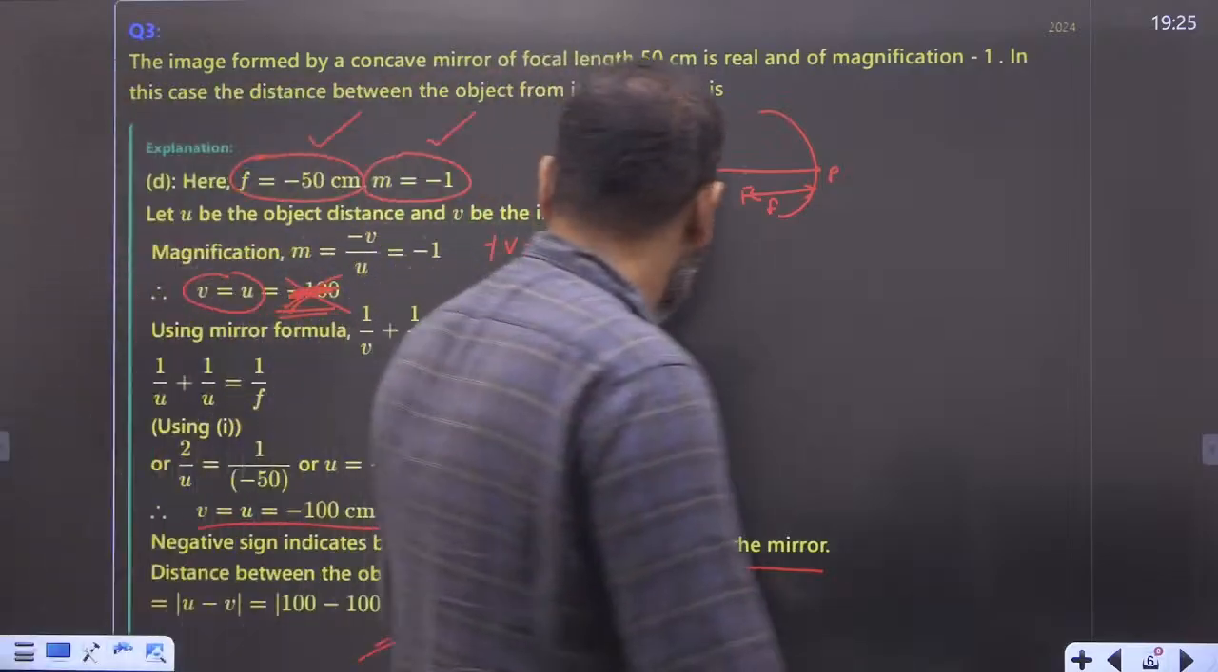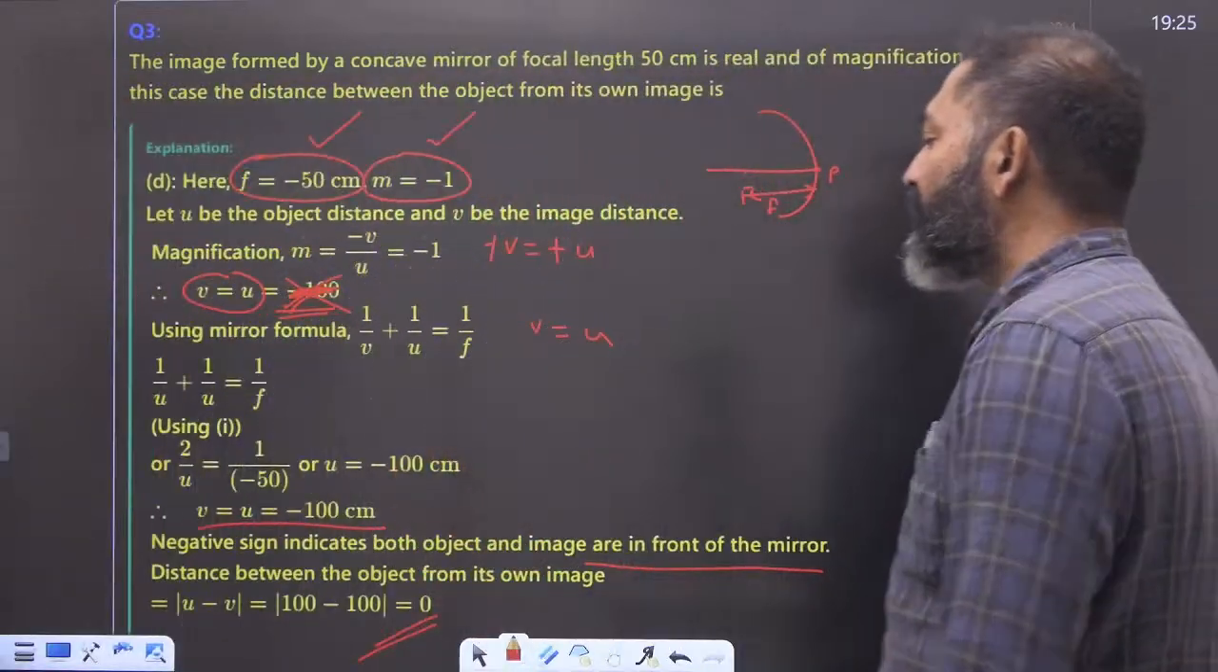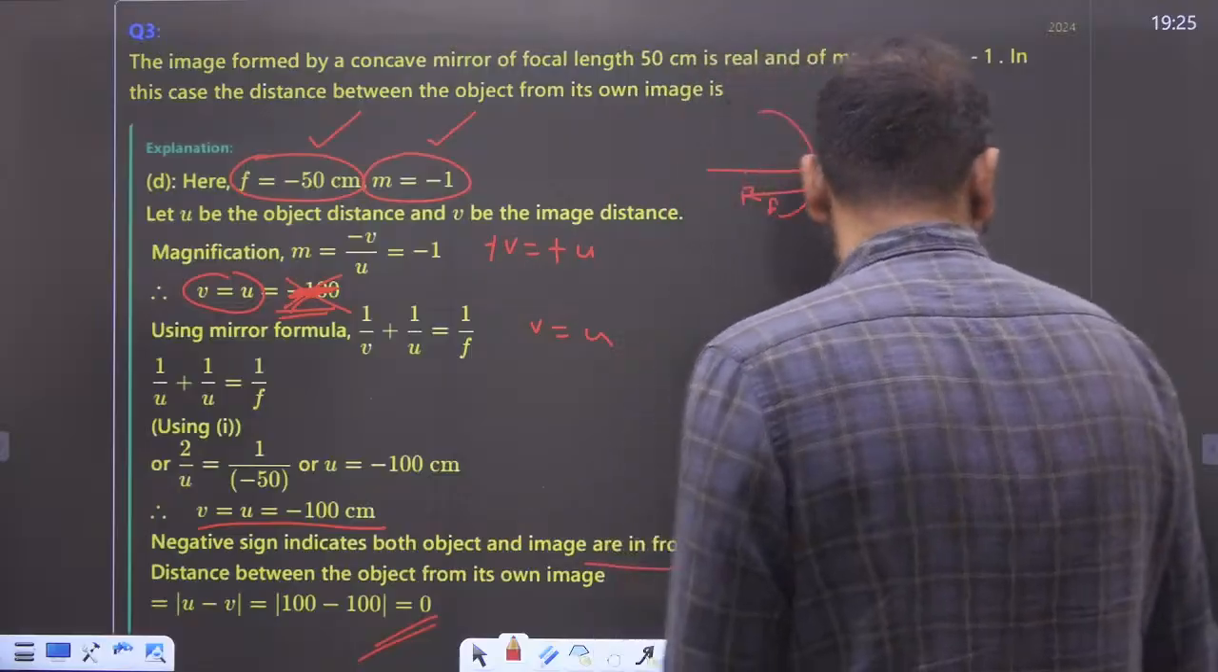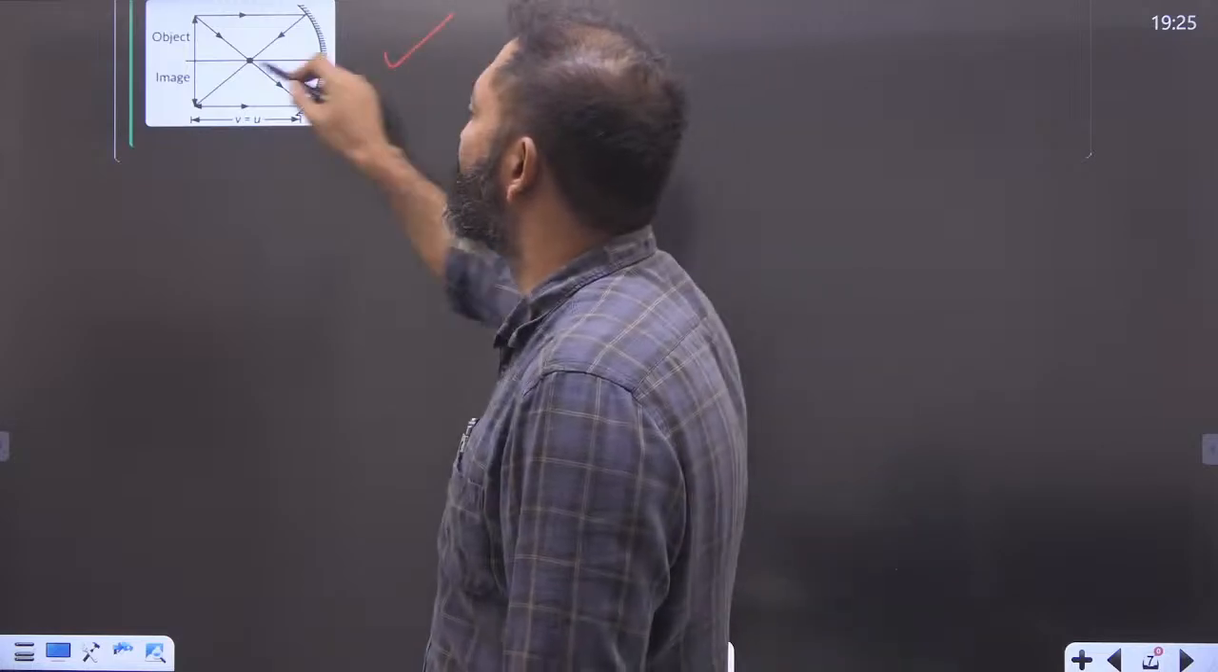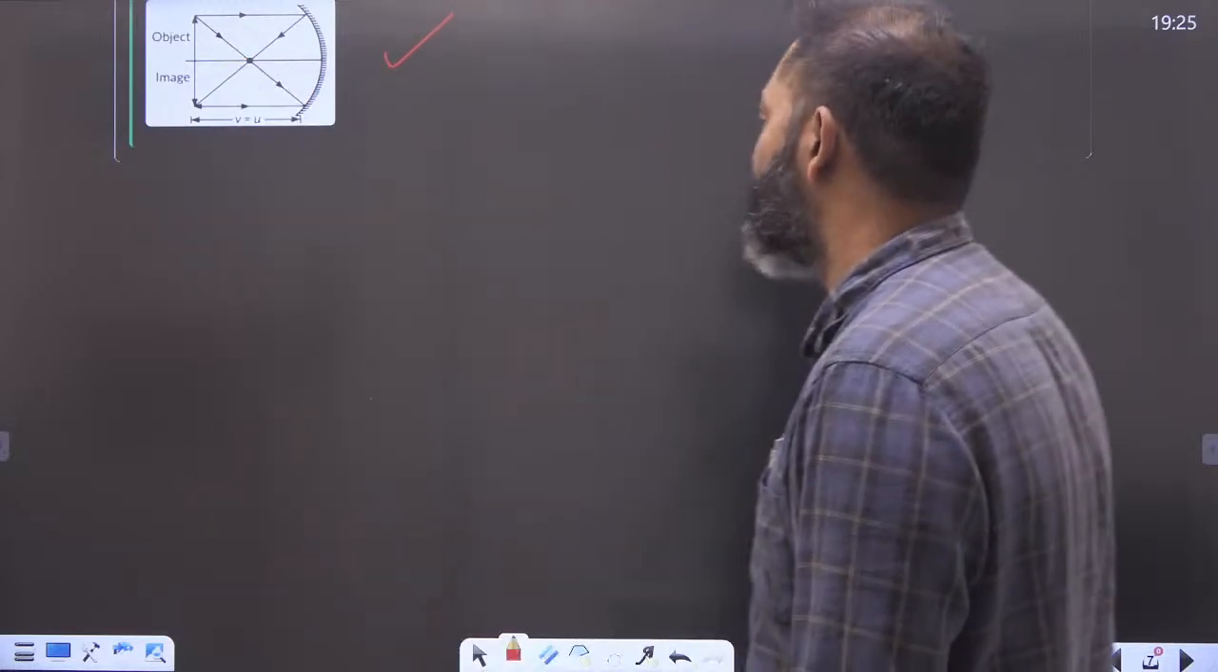Okay. I hope it is clear. If you solve that, you will get v equal to u equal to -100. Yeah, this is the figure, the NCERT textbook figure. Object and image both are at the same position.